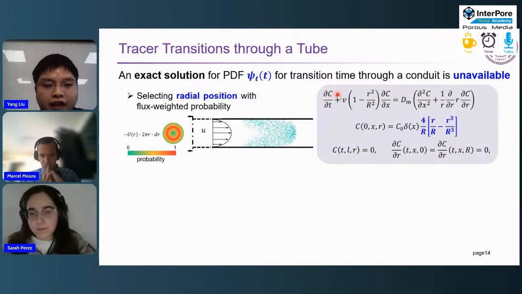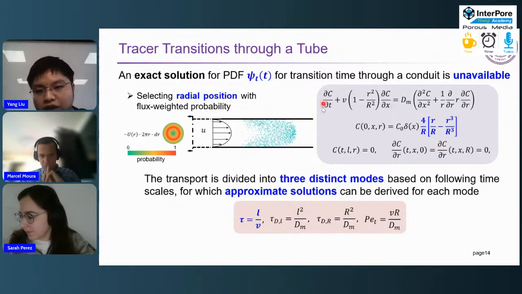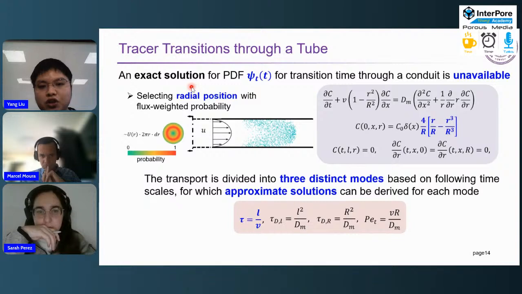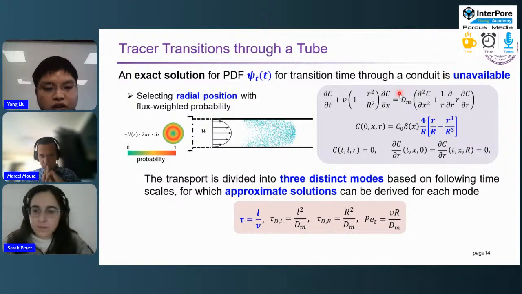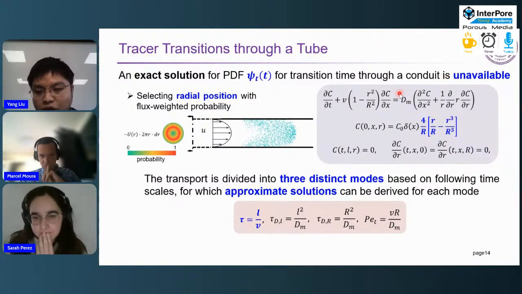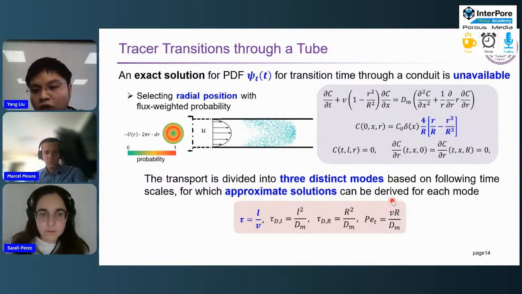First of all, we consider the tracer transition through a single tube with the governing equation, the initial condition, and the boundary conditions given as follows. Although this set of equations seems quite normal, an exact solution for the probability density function for transition time is unavailable. However, the transport can be divided into three distinct modes based on the following time scales, including the advection time scale, the longitudinal diffusion time scale, and the radial diffusion time scale, for which approximate solutions can be obtained for each mode.